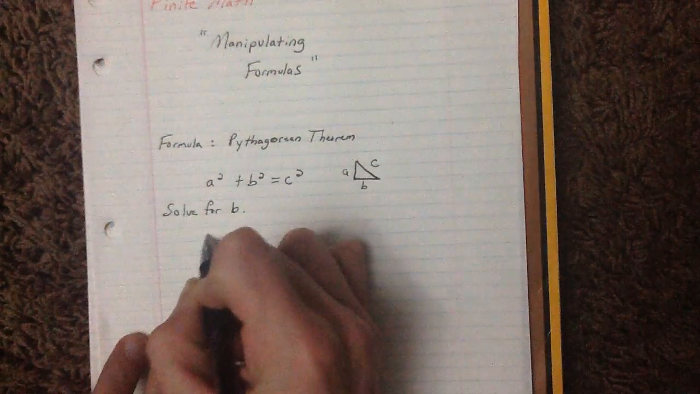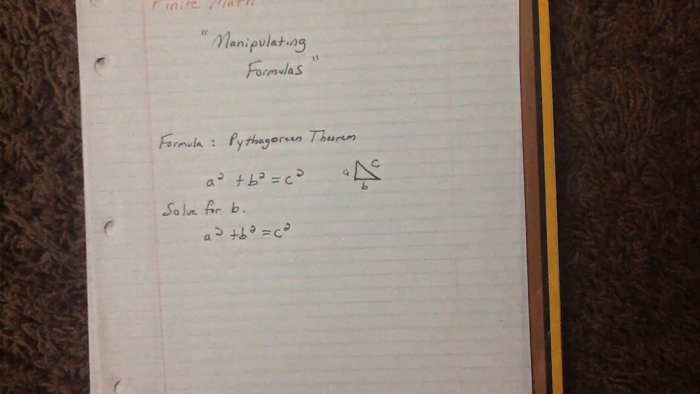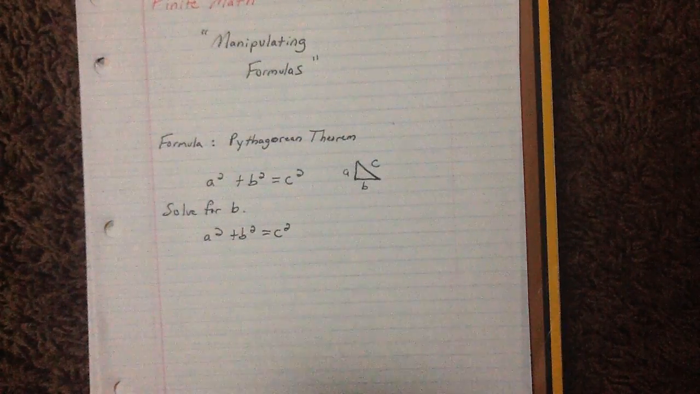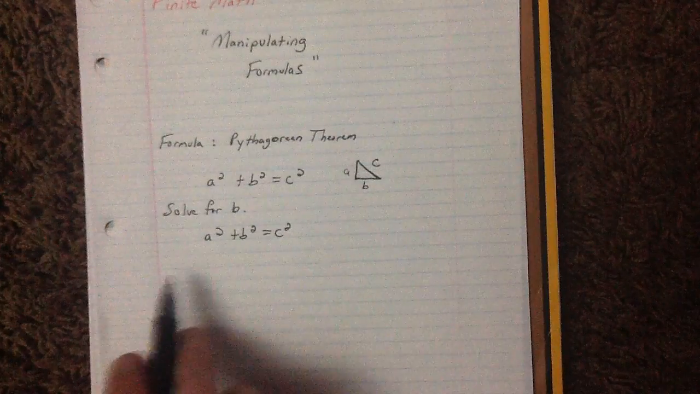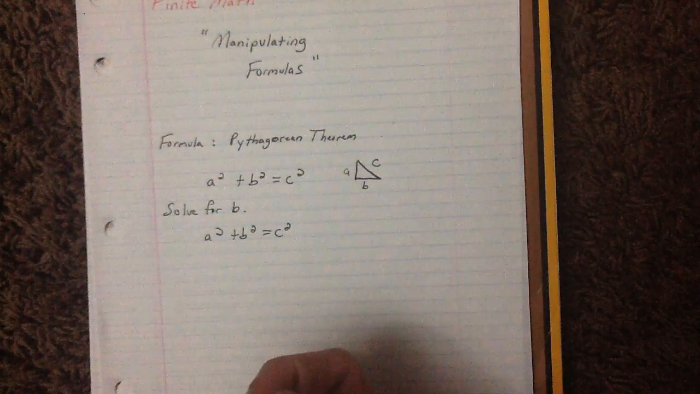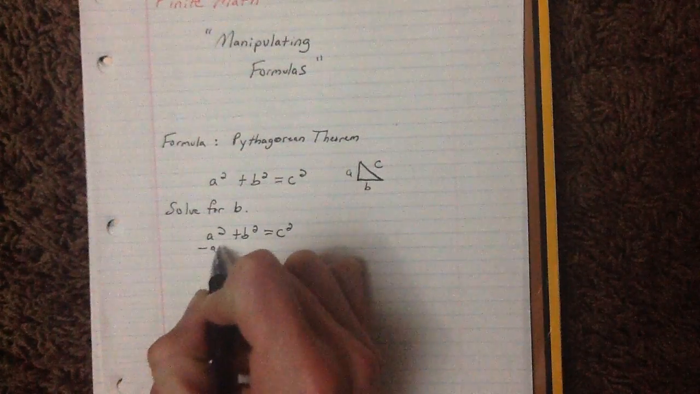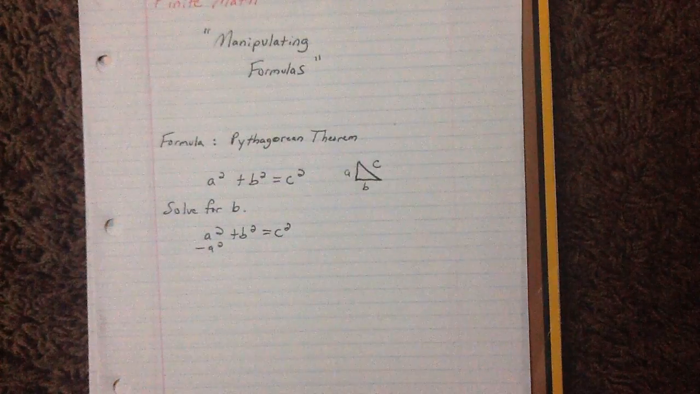So if I rewrite the formula here, I start to get to work on getting b by itself. The first thing I focus on is a squared. I'd really like to make that go away. In equations, you can make things go away by introducing them to their opposites. This is a positive a squared. So if I introduce them to negative a squared, together they become 0. In our case, they'll vanish.